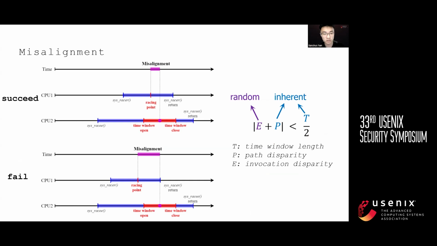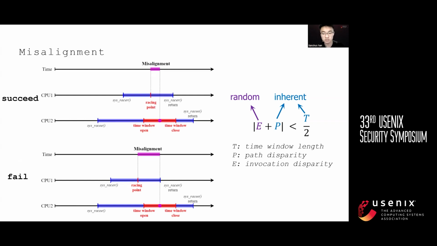However, if the racing point is too far away from the time window center, it falls outside of it, and the attempt will fail. We formally describe this relationship between the misalignment and the time window length with this inequation. On the left side, we have misalignment, which is the combined effect of path disparity and invocation disparity, while the right side represents half of the time window length. This inequation expresses that if the misalignment is less than half of the time window length, the racing point falls within the time window, and when this holds, the race attempt will trigger the bug successfully.